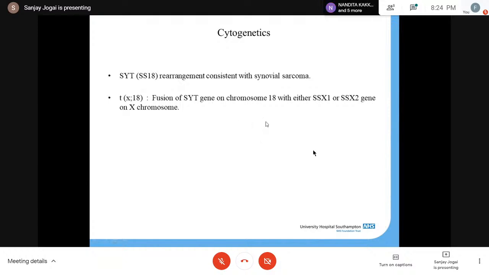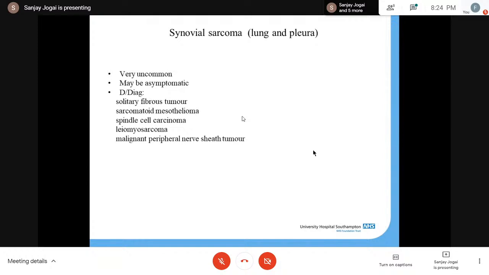synovial sarcoma. So just a bit of a take-home message: if you have a spindle cell tumor which is not showing positive staining for SFT or myoid or neural derivation, and if it shows EMA expression, synovial sarcoma should be one entity to consider. So in the lung and pleura, it's relatively uncommon, maybe asymptomatic. So those are the main differential diagnoses, and most of the time, based on immunos, you can separate these entities. And if you're considering synovial sarcoma, always a good idea to send it for cytogenetics.